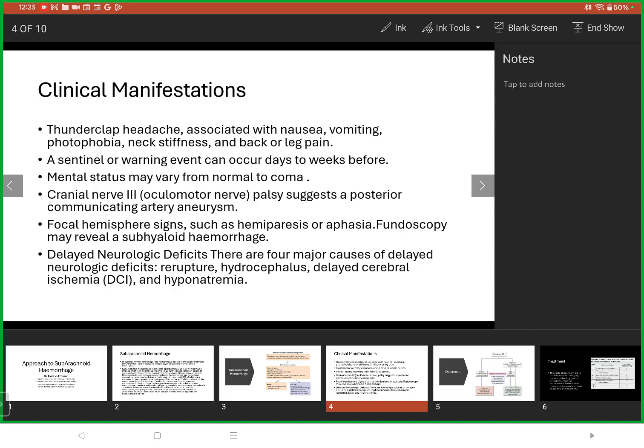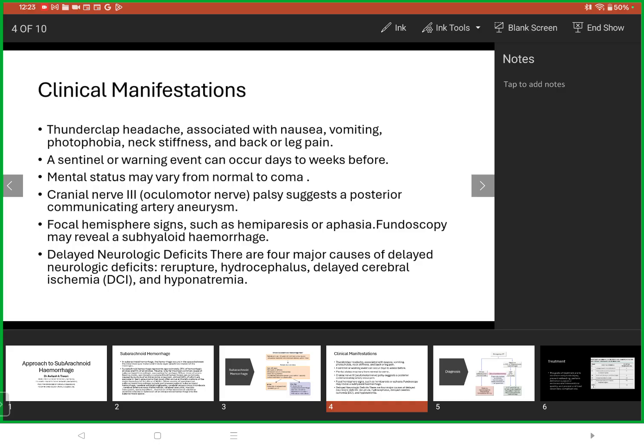A common question asked during the MRCP examination: the patient has a thunderclap headache, and then you come across a typical oculomotor nerve palsy. The most common answer is posterior communicating artery aneurysm. So this is one of the important things. A focal hemispheric sign such as hemiparesis or aphasia may be present, depending upon the site of rupture of the aneurysm or the presence of the subarachnoid bleed. Fundoscopy may reveal a pre-retinal hemorrhage, what we call a subhyaloid hemorrhage.